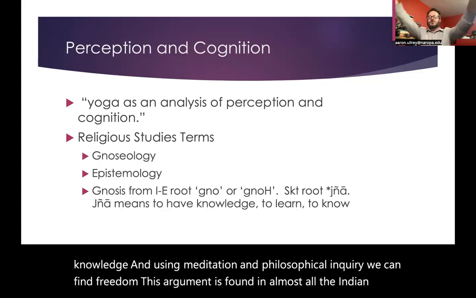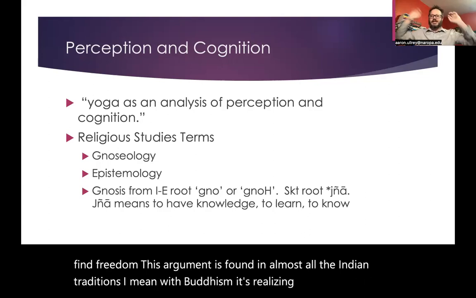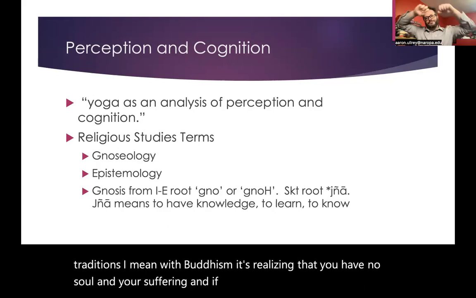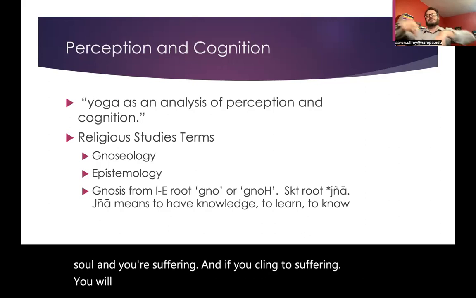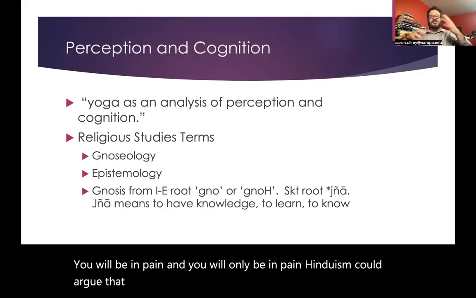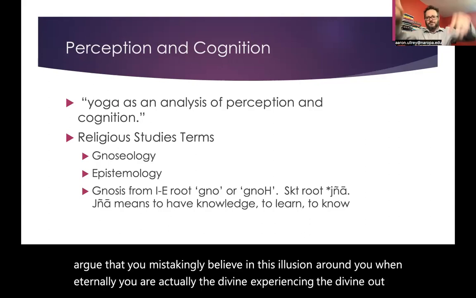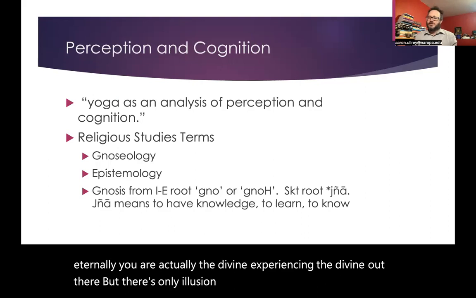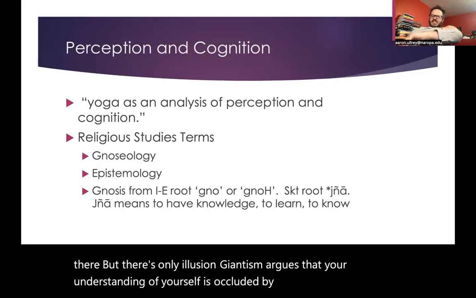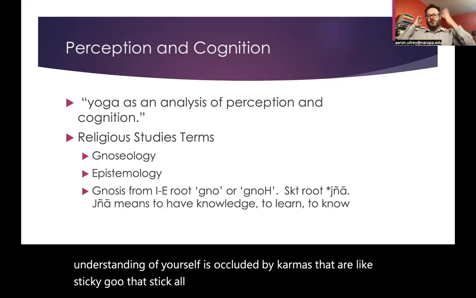I mean, with Buddhism, it's realizing that you have no soul and you're suffering. And if you cling to suffering, you will be in pain, and you'll only be in pain. Hinduism could argue that you mistakenly believe in this illusion around you, when eternally you are actually the divine experiencing the divine out there, but there's only illusion. Jainism argues that your understanding of yourself is occluded by karmas that are like sticky goo that stick all over your body and all over your brain, so you can't see the world as it is.